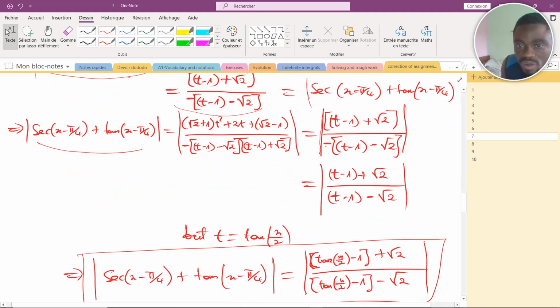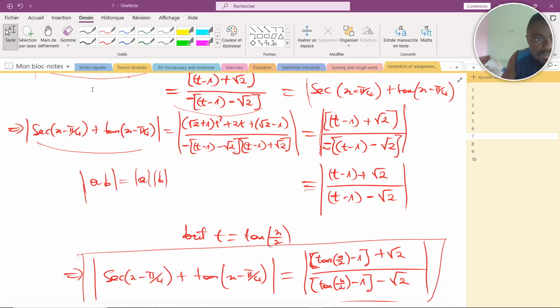So this absolute value will remove this minus which is outside. Because look at something: the absolute value of A times B is equal to the absolute value of A times the absolute value of B. Is that okay? So let me show you clearly what I'm saying. This is what I'm saying. This absolute value, let me wipe this.